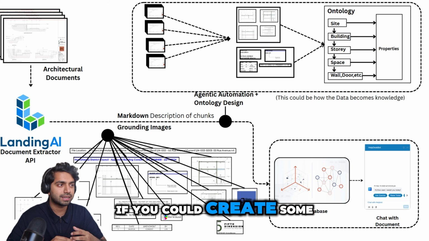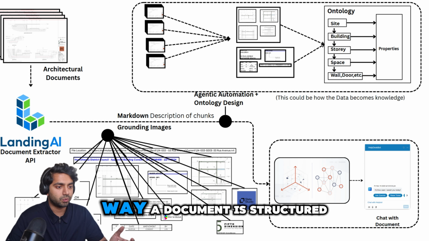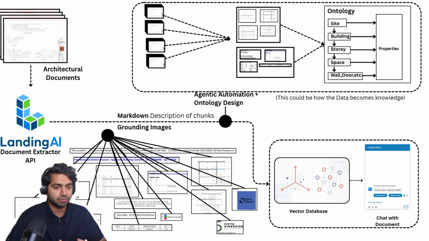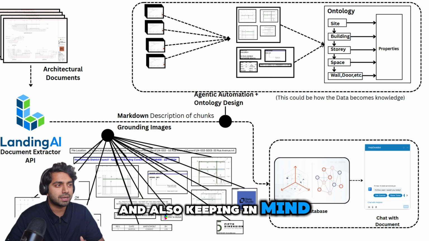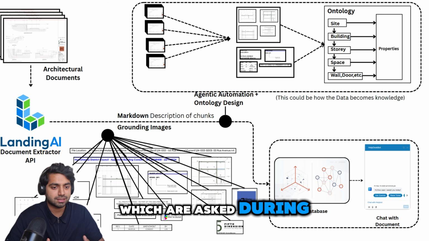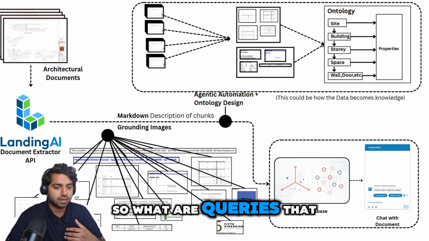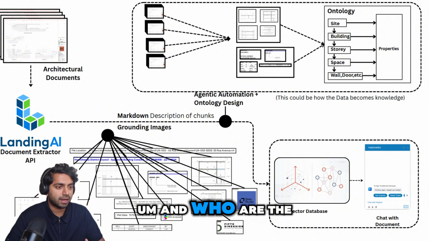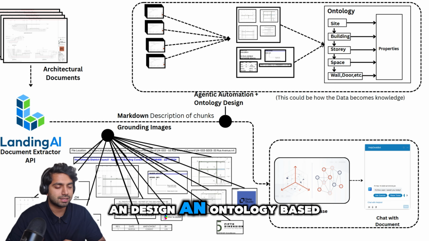So if you could create some sort of ontology design which is based on the way architecture documents are structured, and also keeping in mind what are common questions which are asked within an architectural firm. So what are the queries that happen, and who are the actors, like architects and contractors, and what queries would they normally make. If we could create and design an ontology based on this, it would be interesting.